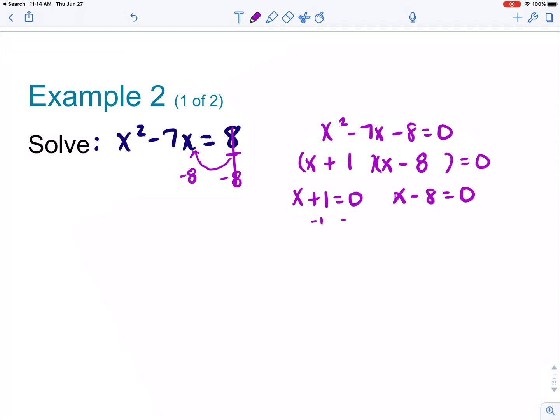So I'm going to subtract 1. X equals -1. And I'm going to add 8.